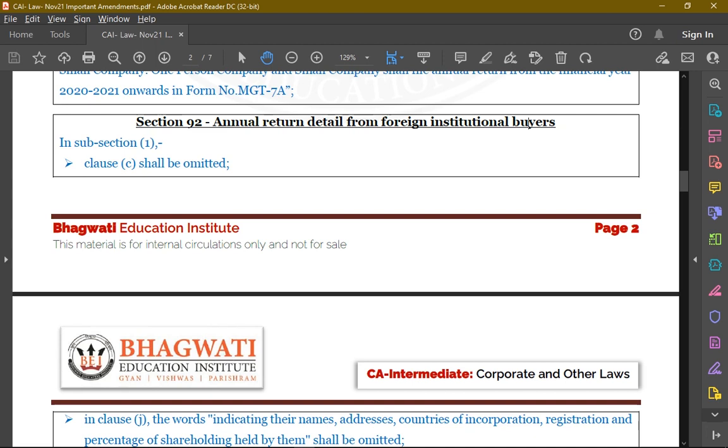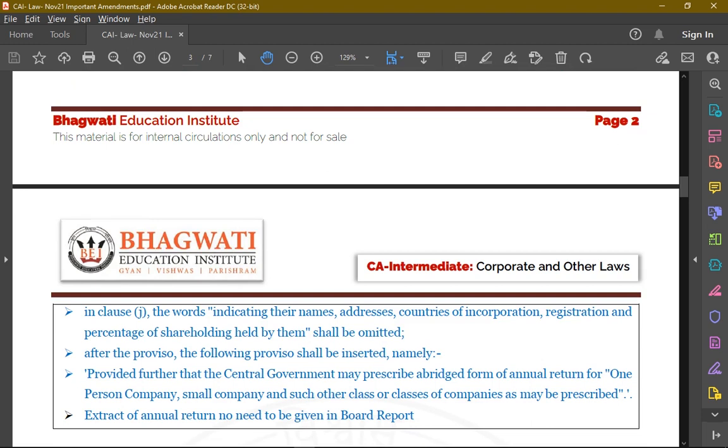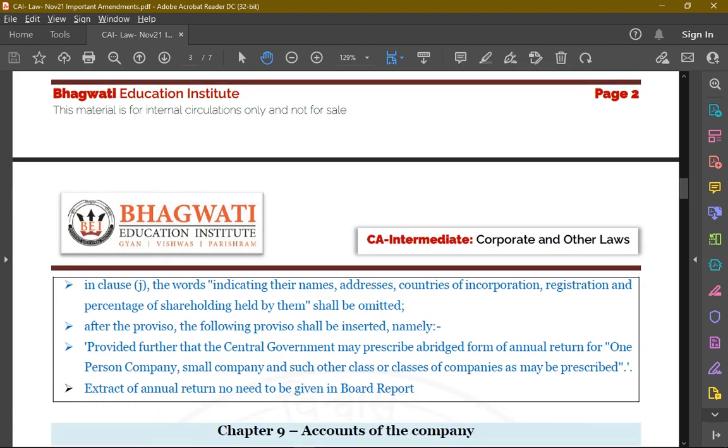Earlier, there was a provision that when foreign investors were investing in a particular company, that information had to be given in the annual return. But now they have said that clause C, that means the in-depthness of those foreign institutional buyers or investors, will not be provided. Not only that, certain other things like address, their countries of incorporation, their registration, their percentage shareholding will also be omitted. Omitted means this will not be required. Now, this is also not required to be given to ROC.